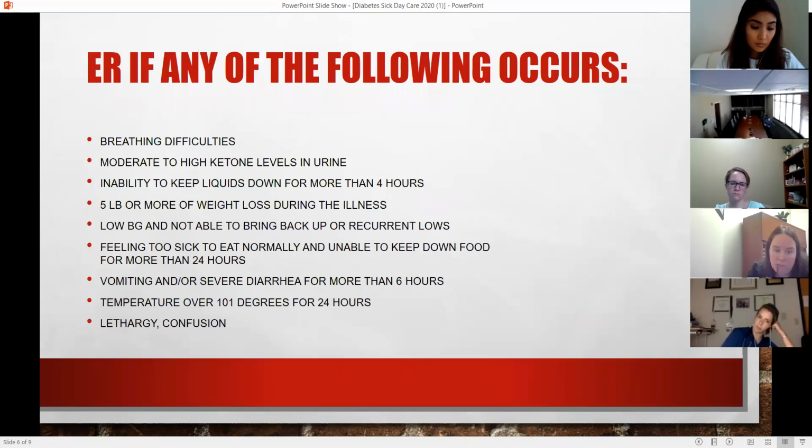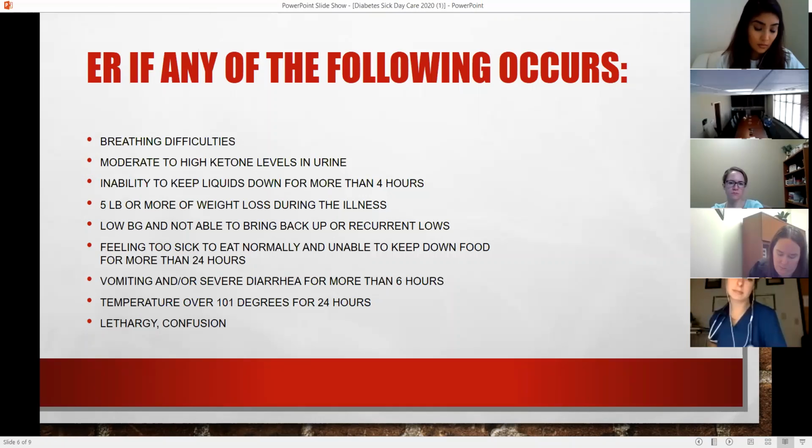So the things that we really need to be cautious of is if they start developing more acute symptoms or a progression of their issues with breathing issues. If they've got moderate to high ketones in the urine and their sugars aren't coming down and they're still feeling pretty sick. If they can't keep anything down for about 4 hours, typically I think of these as more like a type 1 diabetic, where it would be a real quick progression where you want to get them treated quickly.